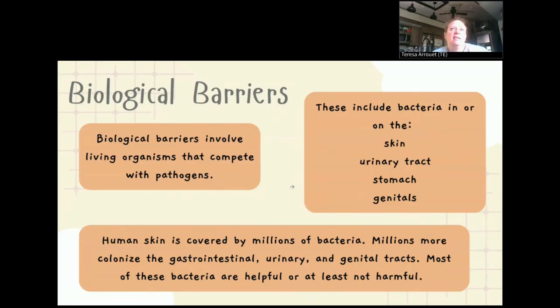So human skin is covered by millions of bacteria. Your skin is always covered with bacteria. And that's why they always say it's good for you to wash your hands after you go to the bathroom. It's not just because you might have gotten urine or anything like that on your hands while you're going to the bathroom, but you generate bacteria on your hands all throughout the day. So if you wash them a few times a day, especially after you go to the bathroom, you can keep yourself a lot healthier. So most of these bacteria are helpful, or at least not harmful.